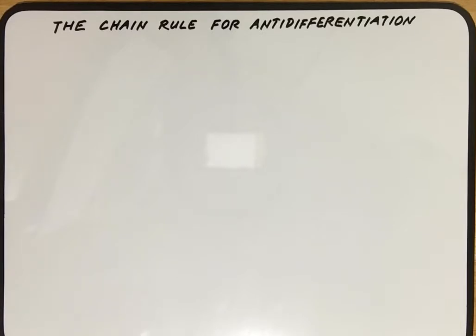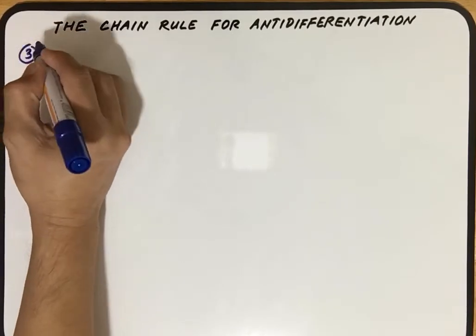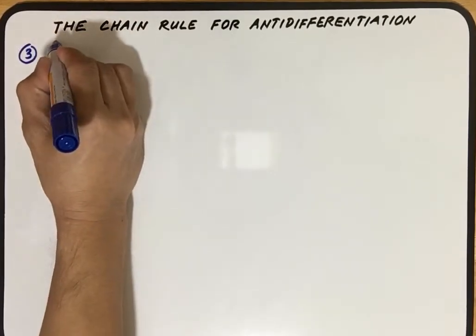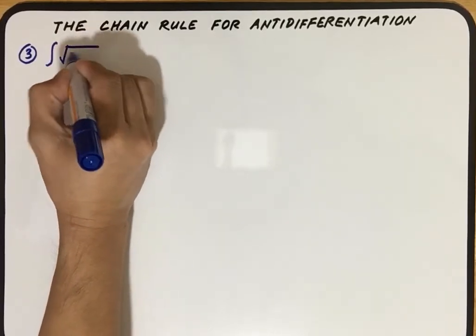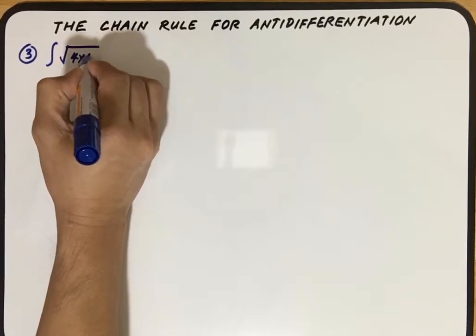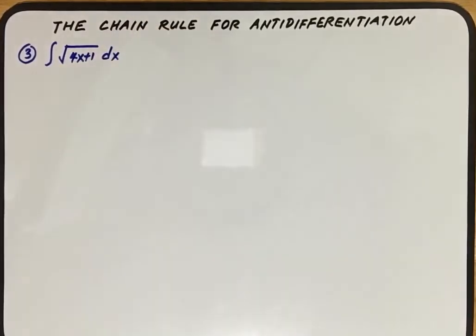So we have already solved two problems. Initially we discussed the concept and then I gave you two problem samples, and this time I will give you the third one. So our third example, we are given the integral of the square root of 4x plus 1 times dx. Okay, so that's the given problem.